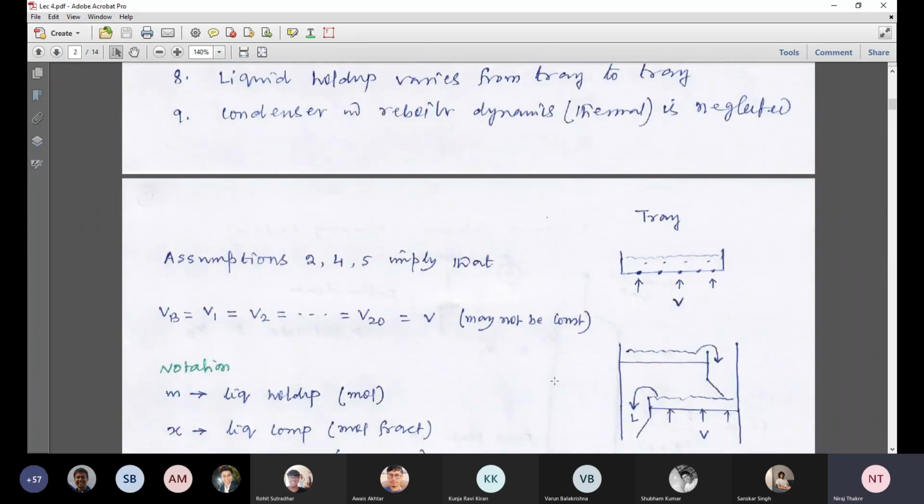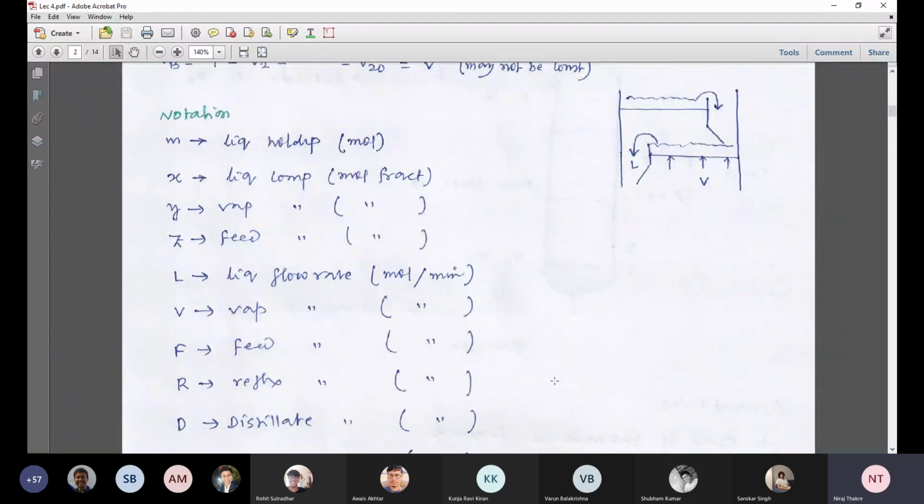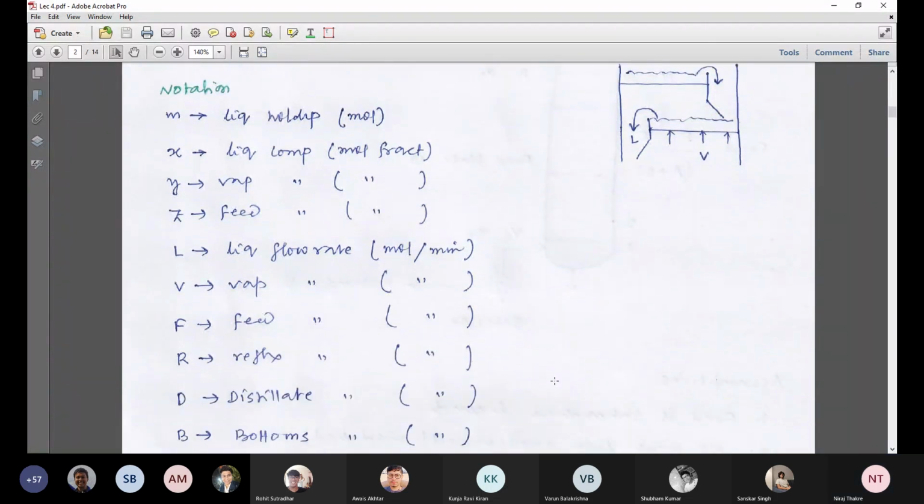Now you note down the notations, although you know all this. In fact, I have mentioned them, but still, you note down all these notations. Since we are going to compute all these variables, we have to know the units of all these mathematical terms, all these notations.